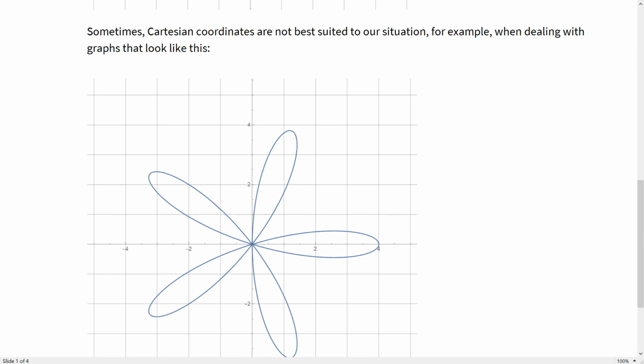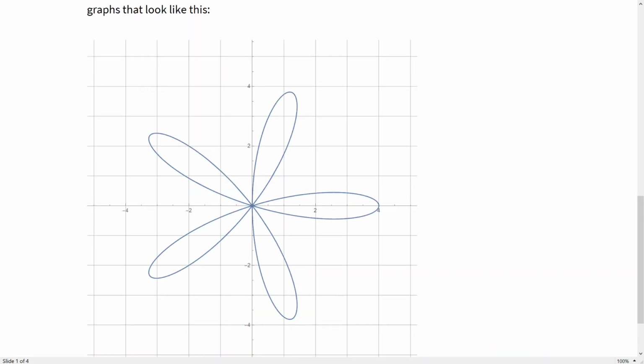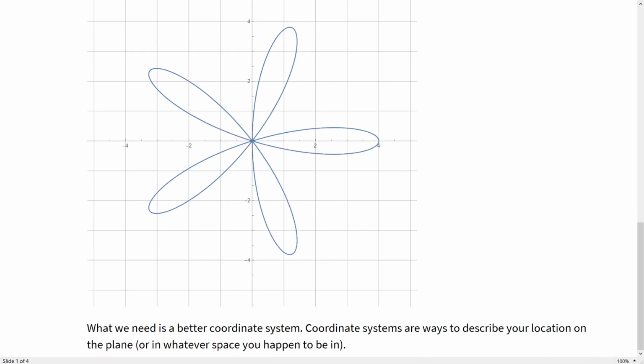One example is in orbital mechanics: how planets or satellites orbit objects. They orbit in an ellipse, or sometimes a parabola, if you're talking about a comet. So we want good ways to describe those kinds of things as a function. So how can we do that?